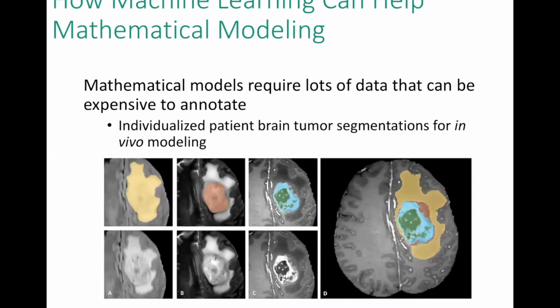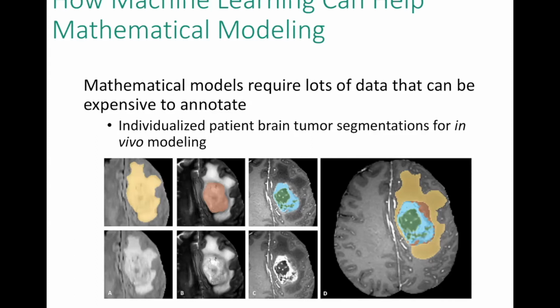Okay, so how can machine learning help mathematical modeling? A lot of us use mathematical modeling in biological situations. For example, one of the types of mathematical modeling that I'm most interested in is modeling the growth and spread of brain tumors in the brain. And in order to validate these models, we need a lot of data that can be extremely expensive to obtain.